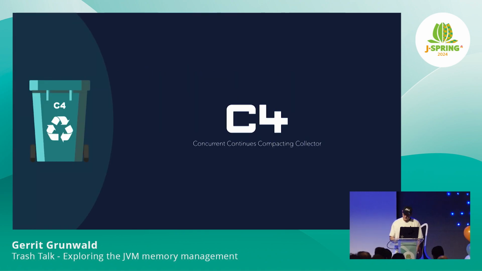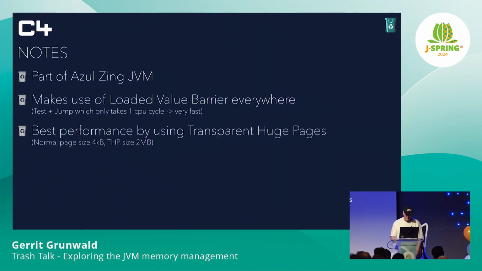That leads me to the last one, which is C4, which means concurrent continuous compacting collector, which was invented by Azul more than, I don't know, 12 years ago or even longer. And that's why I didn't spend a lot of time on ZGC, because ZGC is more or less really a copy of this collector. It's exactly the same. The non-generational one is exactly the same thing. They have different names internally, but it's technically no difference. So everything I say now also belongs to ZGC.